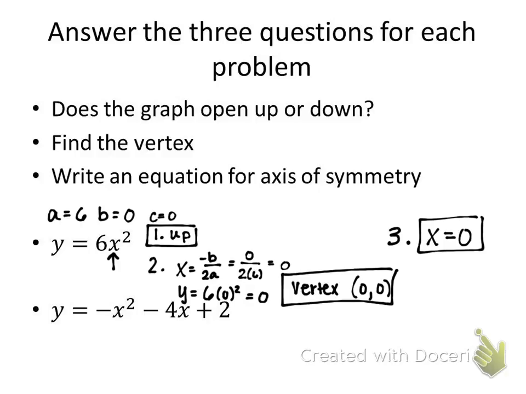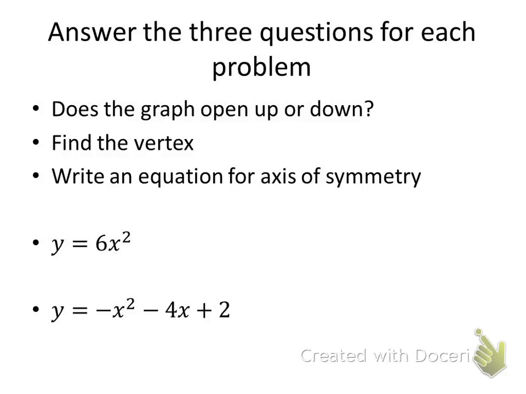Now, I'm going to erase this so that we can do the next one. Let's label A, B, and C. What's A? Negative 1. What's B? Negative 4. What's C? 2. So does the graph open up or down? Down.